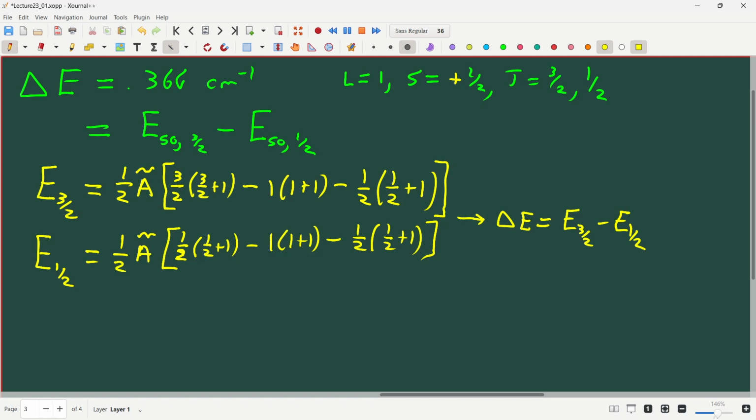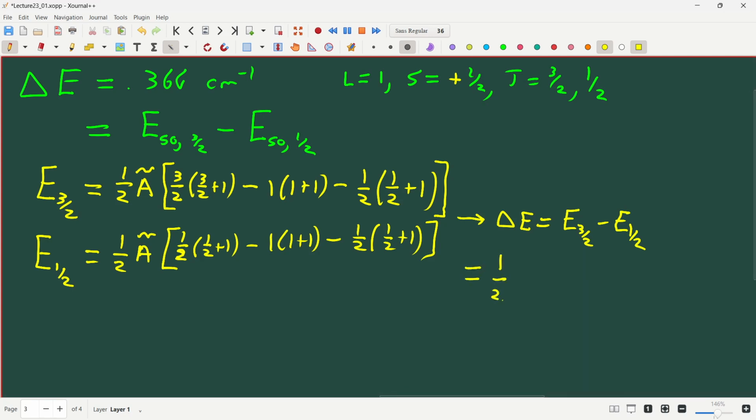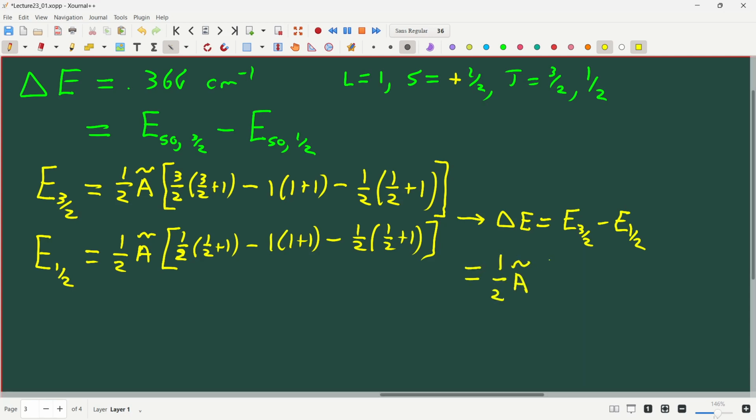All right, so as you can see, a lot of things cancel out. We have to subtract this from this. So the S part cancels out, it's the same, and the L part cancels out. The only thing that's different is the J value. So we're left with 1/2 A on the outside, and then the difference of the two J terms. Okay, so let's calculate them and then we'll just subtract the difference. So 3/2 plus 1 is 5/2. 5/2 times 3/2 is 15/4.